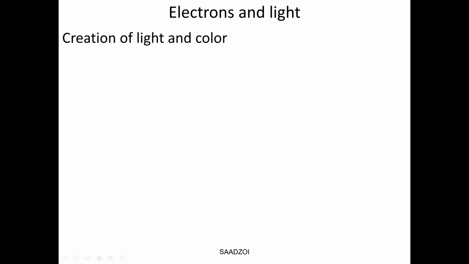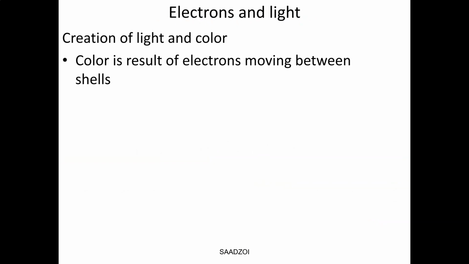So first off, electrons and light. Creation of light and color. Color is the result of electrons moving between shells, like I mentioned. Let's say you have a shell here, let's say it's the second shell, and this is the third shell. This electron, which we represent with this little funny looking symbol, jumps up because you put energy in. Let's say you put a fire into it, maybe you put electricity into it. Whatever you did, you cause it to jump to another shell. It can't stay here. So when it comes back down, it releases that energy you put into it. And what you're going to see is color.